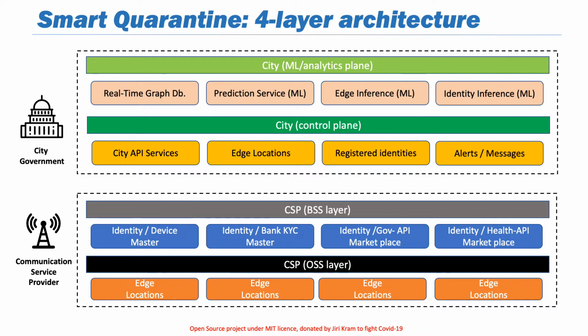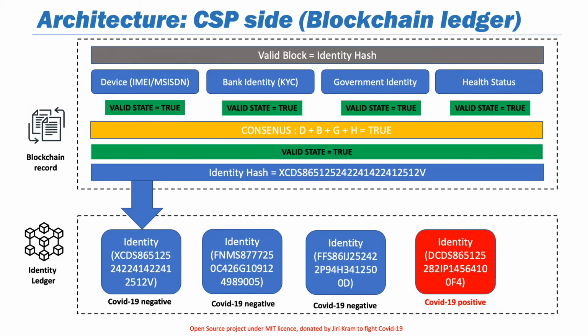As you can see on the next slide, we have the blockchain record, which we call the identity hash. The identity hash is basically the consensus between the device, the identity of the person, the government identity, the bank identity, and also the health status, which could be that the person is a COVID risk patient or is COVID negative. And the result is the hash.